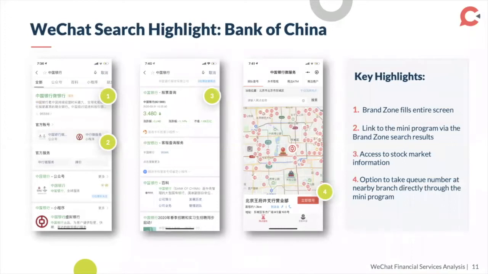Here's another good example, Bank of China, and some key highlights. They set up their brand zone linked to their official accounts and mini programs. They have access to customer service and stock market information. They also have the option to take a queue number at a nearby branch in their mini program. So WeChat users can access all that information just by searching for Bank of China in WeChat. This definitely lowers the barrier and makes it more convenient for people to use your service.